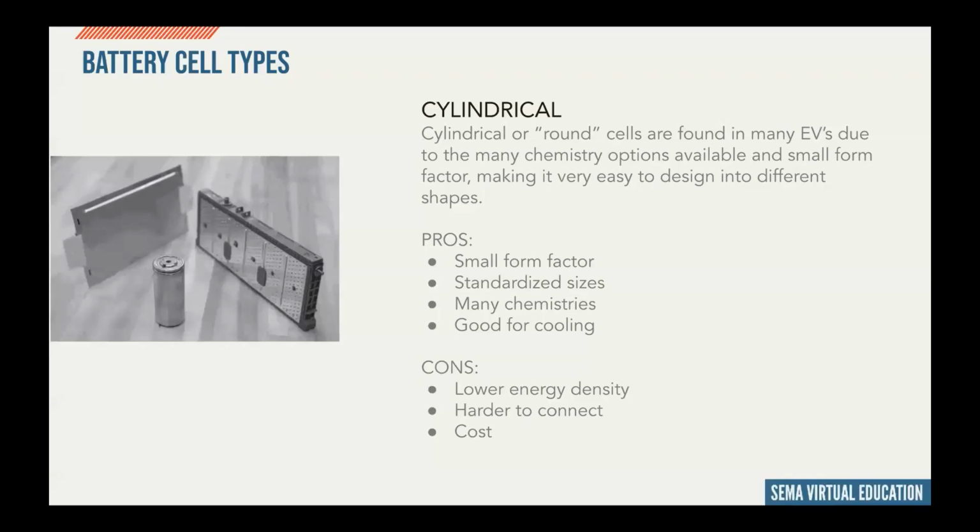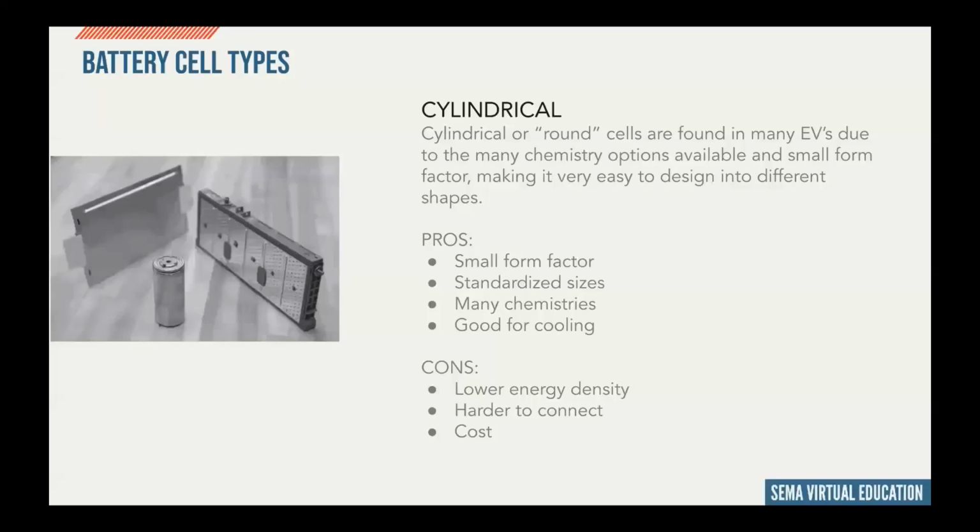There are also many other new sizes that we're starting to see in the industry, but the 18650s and the 21700s are very, very popular. They come in many different chemistries, including one of the more popular, which is NMC. They also provide many different ways for cooling. We'll talk a little bit more in the future about the cooling designs, but they end up being a very popular choice for many applications.